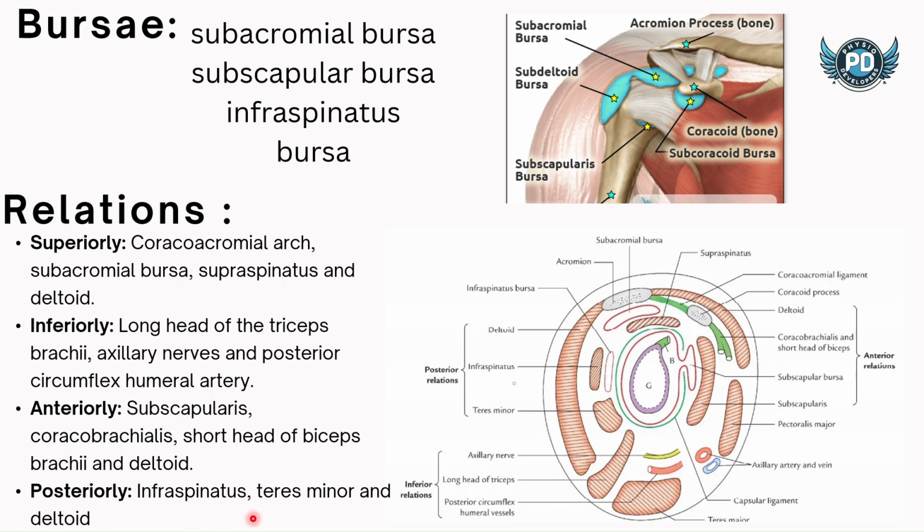Coming to the posterior relations, there are three relations. First one is deltoid, infraspinatus, and teres minor. These are the posterior relations.